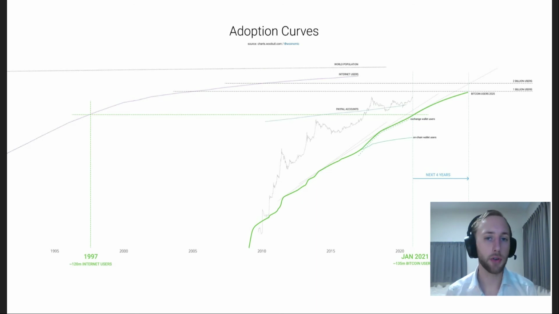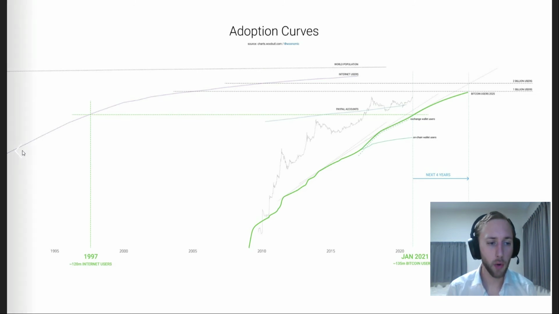Now, the second source of information that you can see on this chart are adoption curves. On the left here, you can see the adoption curve of the internet, and on the right, you can see the adoption curve of Bitcoin. You can see one thing really quickly, and that is that the adoption curve of Bitcoin is quite a lot steeper than the internet, which demonstrates that Bitcoin is rising in popularity quicker than the internet.